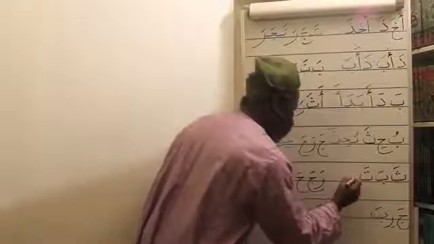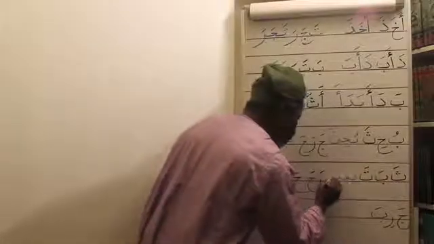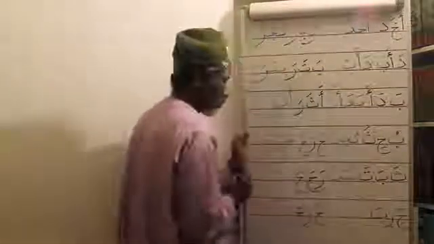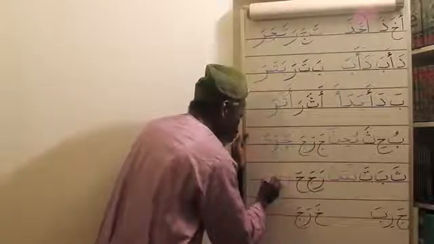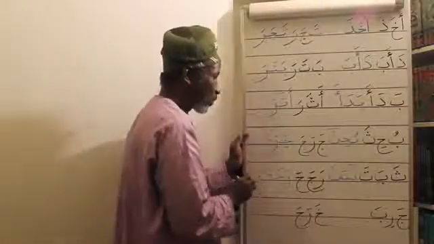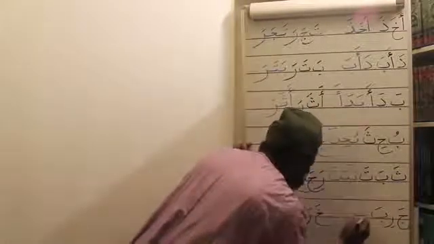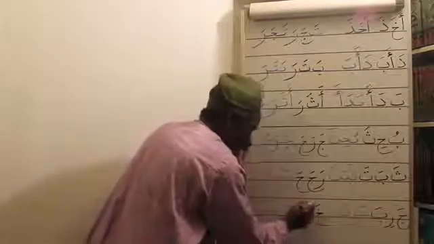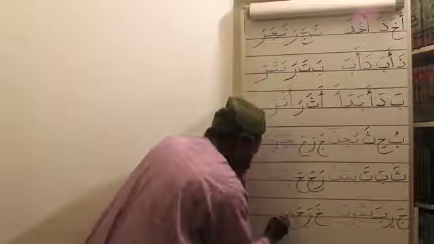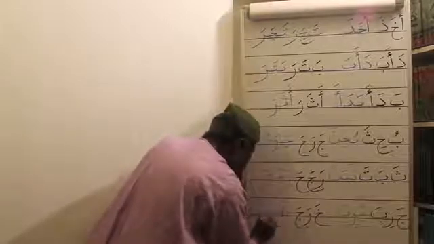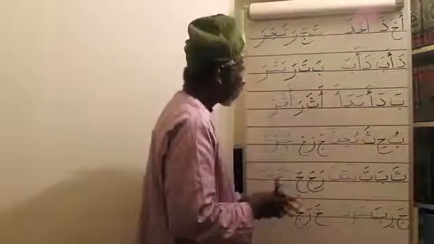Tha, ba, ta. Ra, ja, ha. Ja, ri, ba. Kha, ra, ja. Hopefully you've got most of it right.